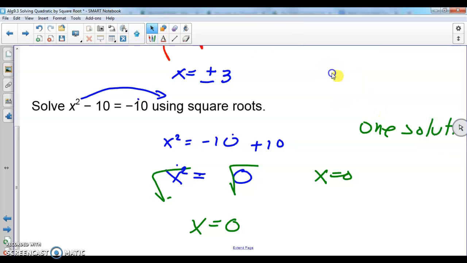Alright, so those are some examples on how to solve quadratic equations using square roots.